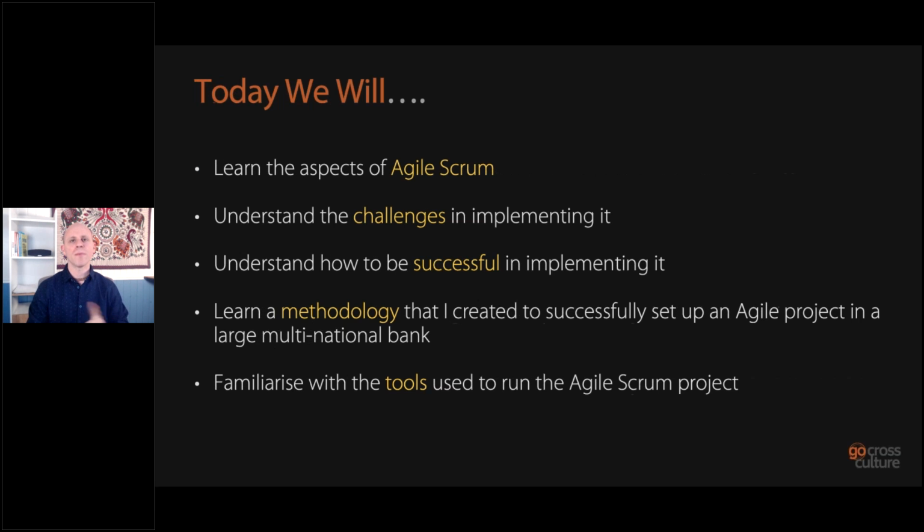So what we'll do in this session, we are going to learn the aspects of Agile Scrum. I'm going to talk about Scrum at the latter part of the webinar. We'll cover things like communication and collaboration earlier on in the webinar, because they are foundational points to make us successful for whatever methods we look to adopt. So we'll look at the challenges in implementing Agile within organizations and the typical problems that people experience, and how to be successful in overcoming those problems and implementing it.